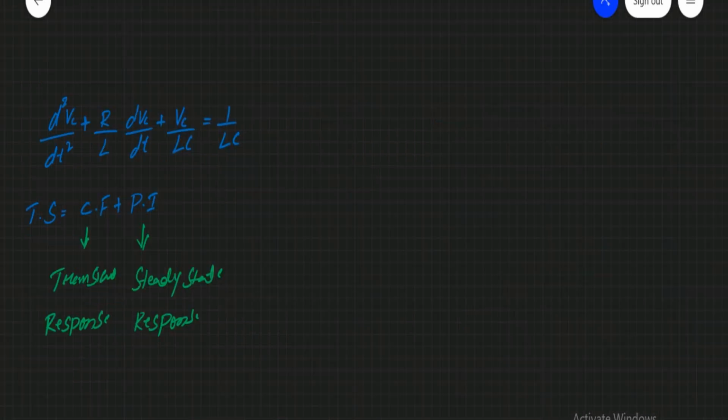So this is the differential equation we got: d square Vc by dt square plus R by L dVc by dt plus Vc by LC equal to 1 by LC. The total solution contains the complementary function and the particular integral. The complementary function is nothing but your transient response, and the particular integral is nothing but your steady state response. So let us consider the steady state response is nothing but the response at t equal to infinity.